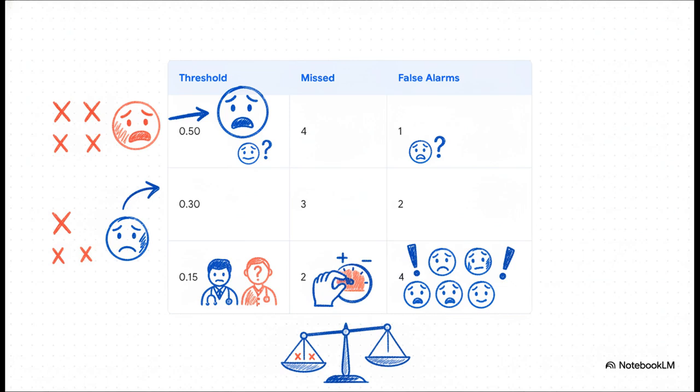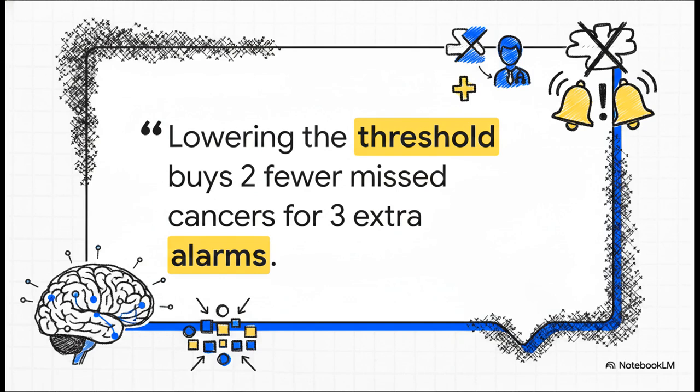Now, if we adjust the algorithm's sensitivity down, as you see on the bottom row, we miss fewer cancers, only 2 instead of 4. But the unavoidable trade-off is that we generate 4 false alarms, which obviously scares perfectly healthy patients. And this brilliantly illustrates our final takeaway, which is perfectly summarized by this quote from our source material. Lowering the threshold buys 2 fewer missed cancers for 3 extra false alarms, a trade the oncologist, not the algorithm, must make.